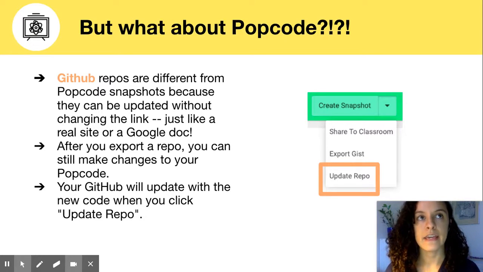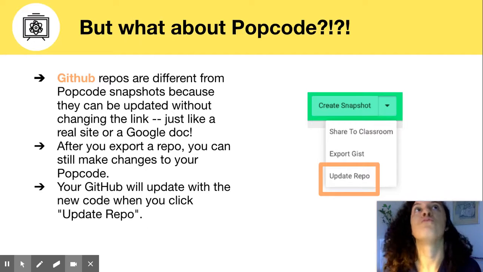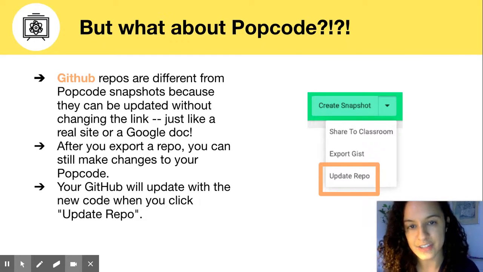So let's say you worked for today and you created a website that you like, maybe your About Me website, and then you export it to GitHub, and then you realize that there's this picture that you really wanted to add, so you added a new image. If you select Update Repo, then the picture is going to now be added to all the code that you did before.